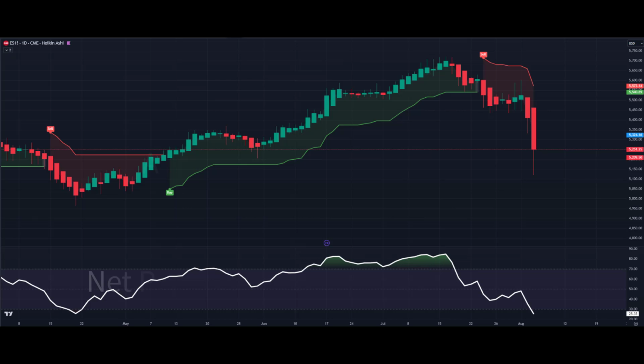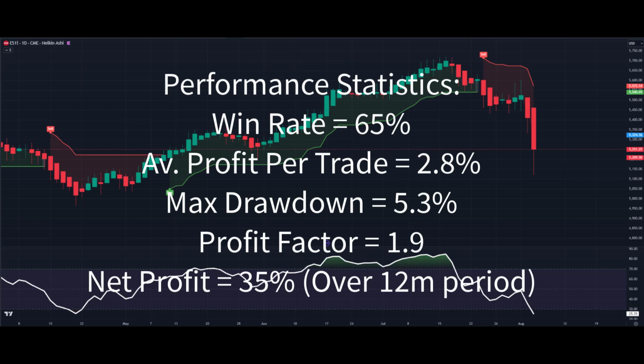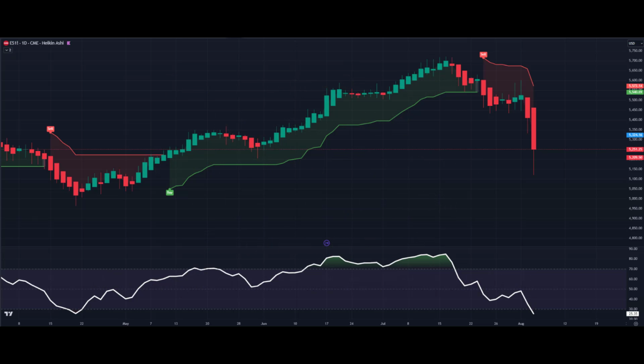Now, what results did we get for this one? Win rate about 65%. Average profit per trade 2.8%, max drawdown 5.3%, profit factor 1.9, and a net profit of 35% over a 12-month period. So combining the Supertrend with the RSI divergence effectively captures significant market reversals and minimizes false signals. It's got a high win rate and a pretty decent, I'd say, risk-reward ratio.